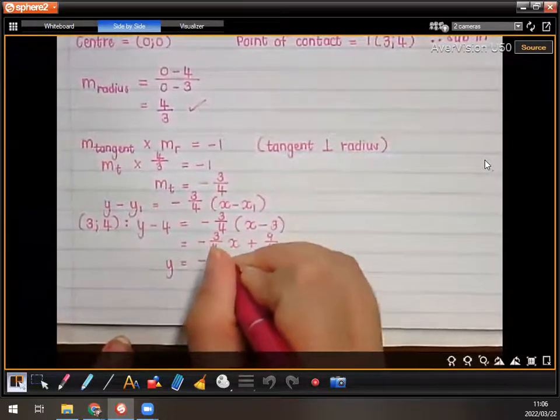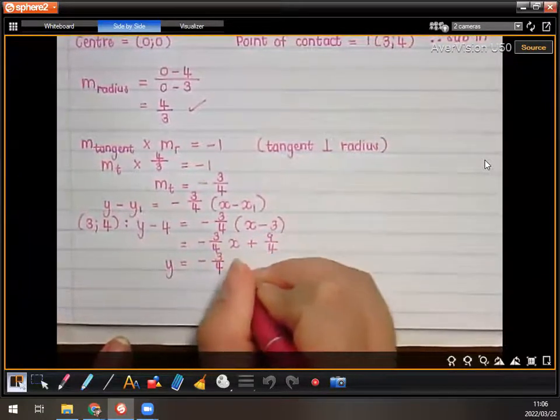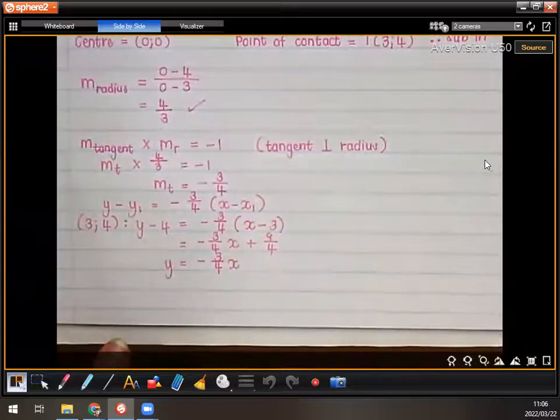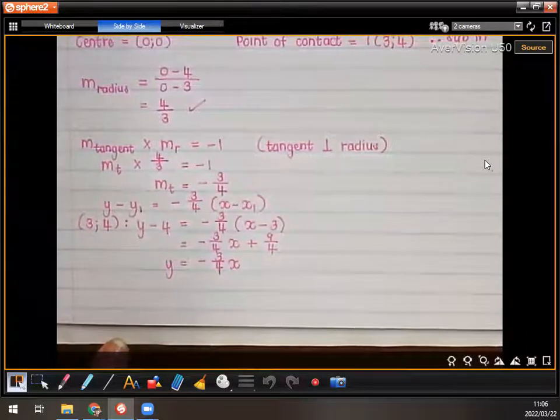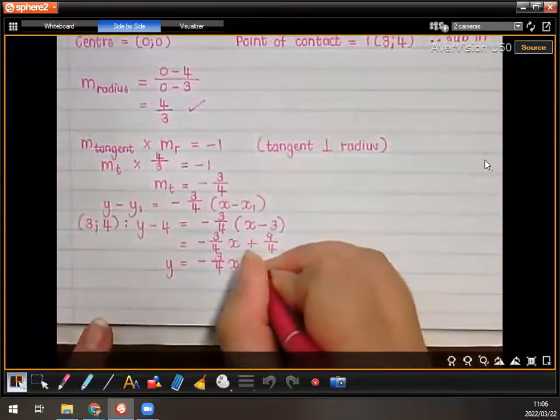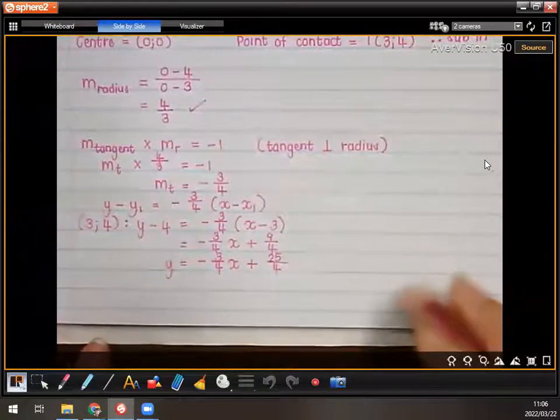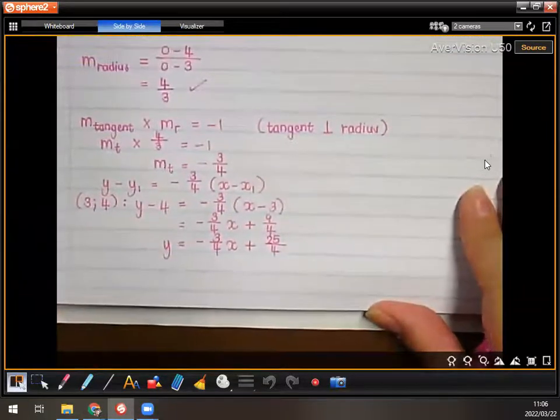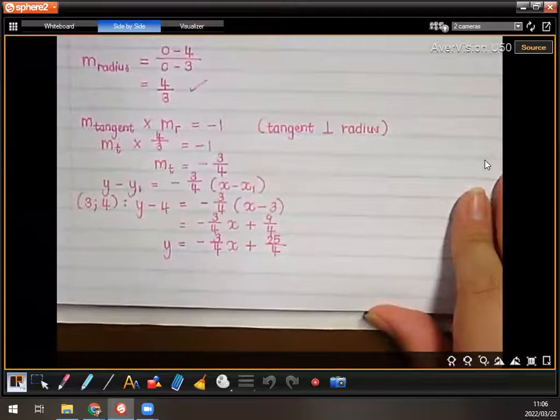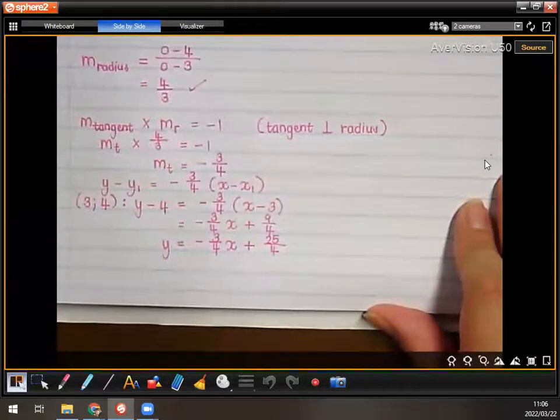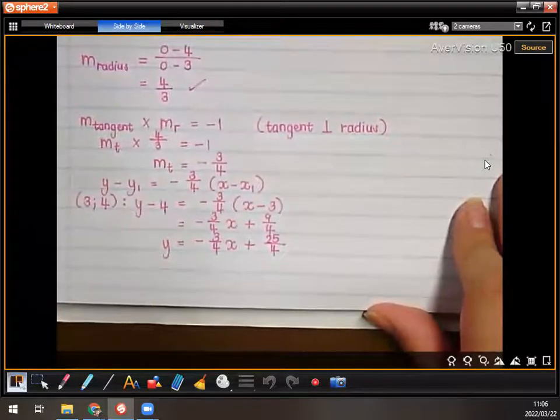I'm going to have -3 over 4x plus 25 over 4. Okay, that is the equation of the tangent.